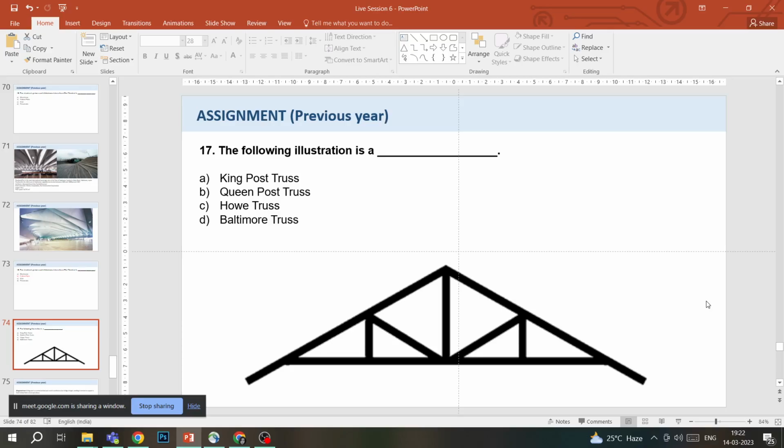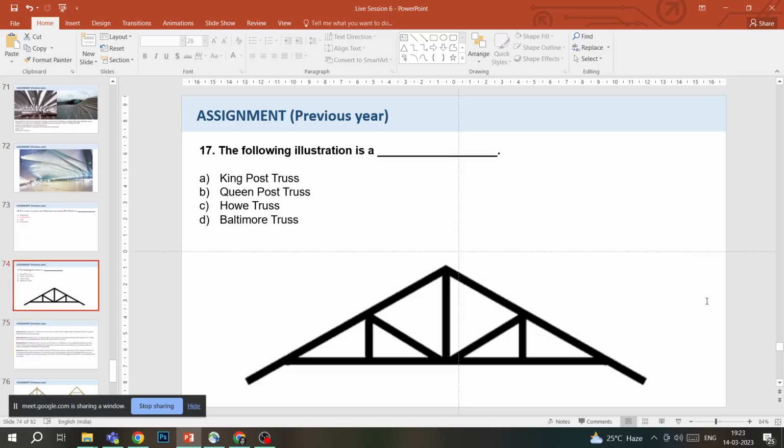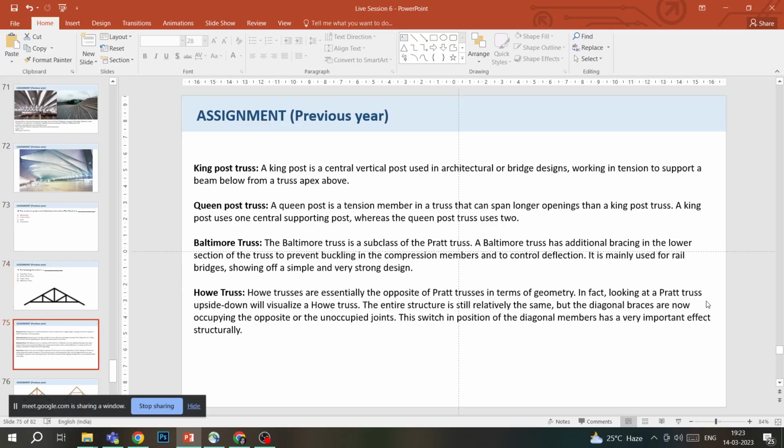Question number 17. The following illustration is a king post truss, queen post truss, Harvey truss, or Baltimore truss. So this is the image that has been given. And yes, we covered Baltimore and Harvey truss. We will just talk about king post truss and queen post truss here.